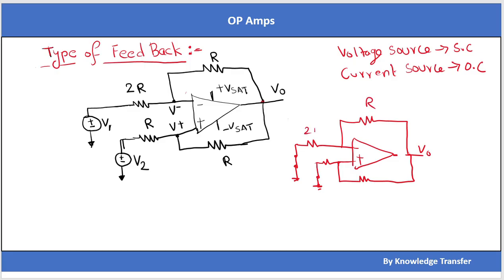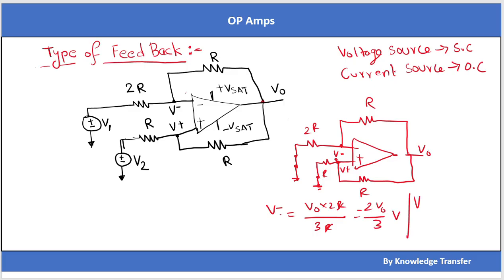This is R, this is 2R, this is R, this is R, and this is V minus, this is V plus, this is V plus, and this is V minus. Okay, let's consider what the V minus is now. So V minus is equal to V naught into 2R divided by 3R. The R's get cancelled, so V minus is 2 V naught by 3 volts.